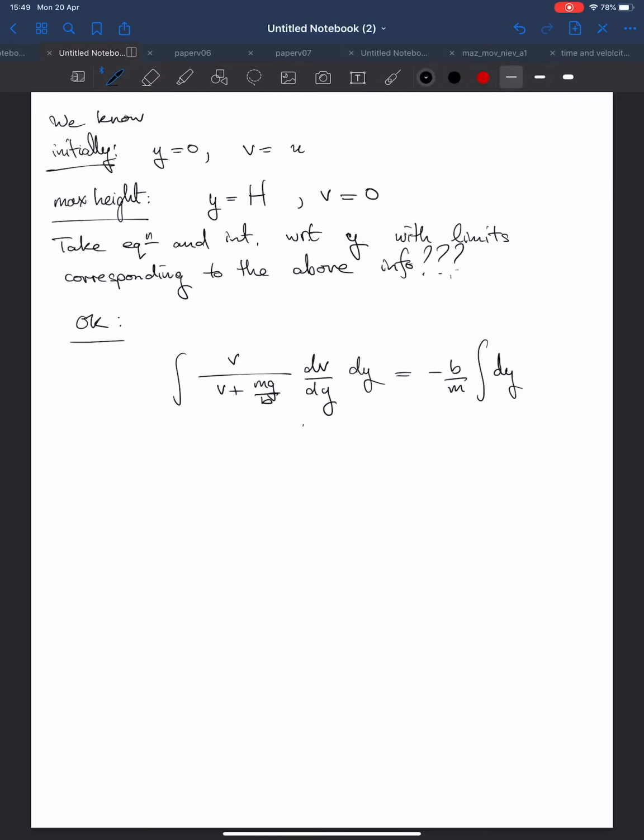Now, I did promise some limits. So the height extends from 0 to capital H, 0 to capital H. Now, I'm going to use chain rule and make a change of variable. This gives us dv, an integral with respect to dv. So switch limits now to those in terms of v.